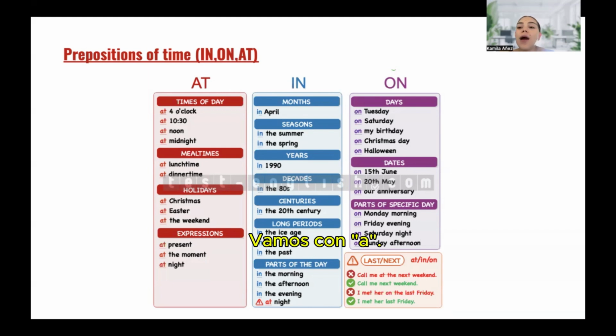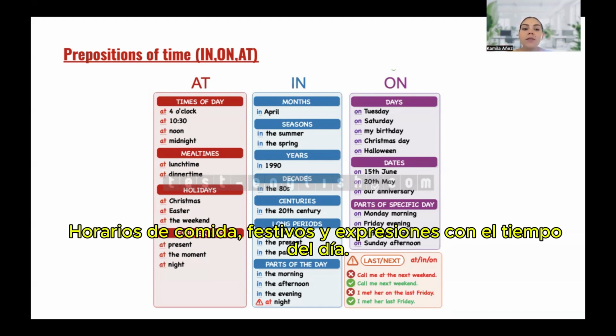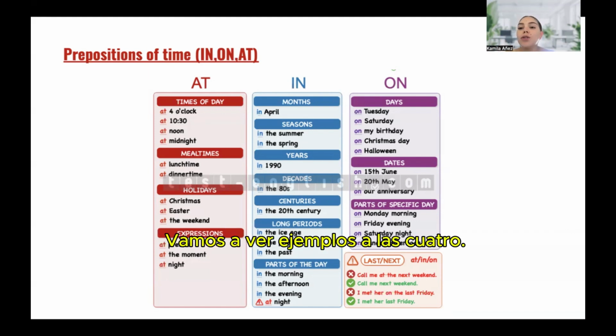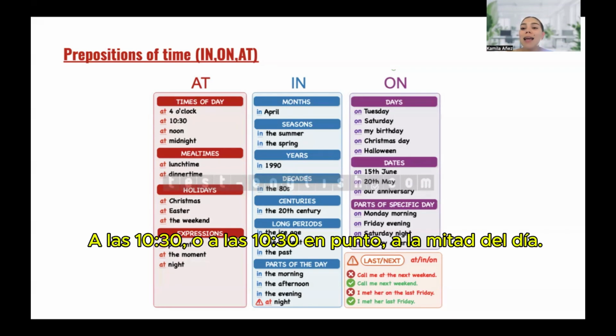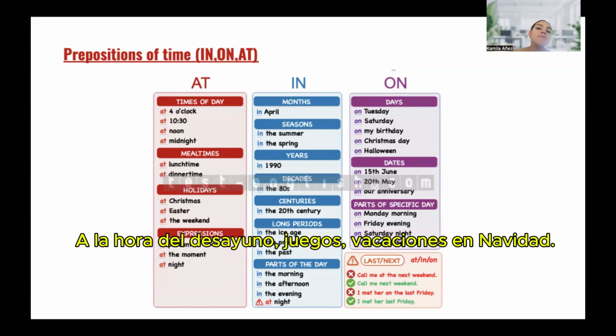Let's go with at. That is the last one. At, we use it for time of the day, meal times, holidays, and expressions. We use it for time of day. We are going to see some examples: at 4 o'clock, at 10:30, at noon, at midnight. Mealtime: at lunchtime, at dinner time, at brunch time, at breakfast time, okay?